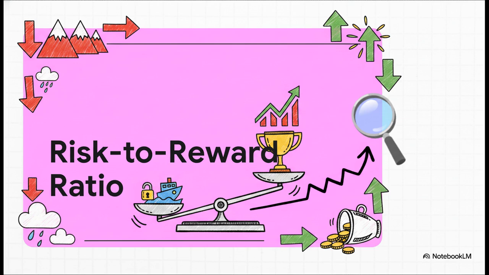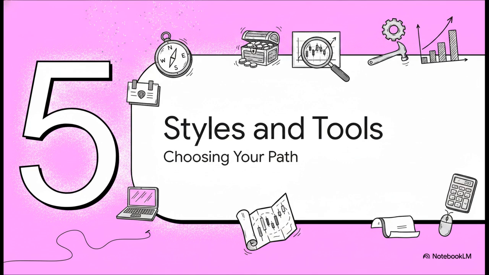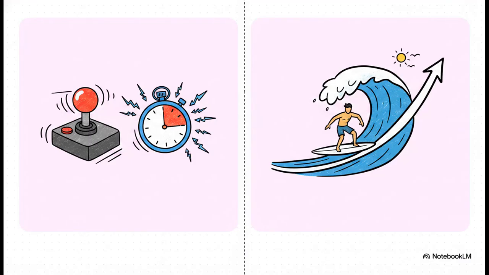Section 5. Trading styles and tools. Choosing your path. So, now that you know the rules, you've got to pick a playing style. It generally falls on a spectrum. On one end, you have scalping. This is a very fast-paced, almost video game style of trading. Fast in, fast out in a matter of minutes to capture really small, quick profits.